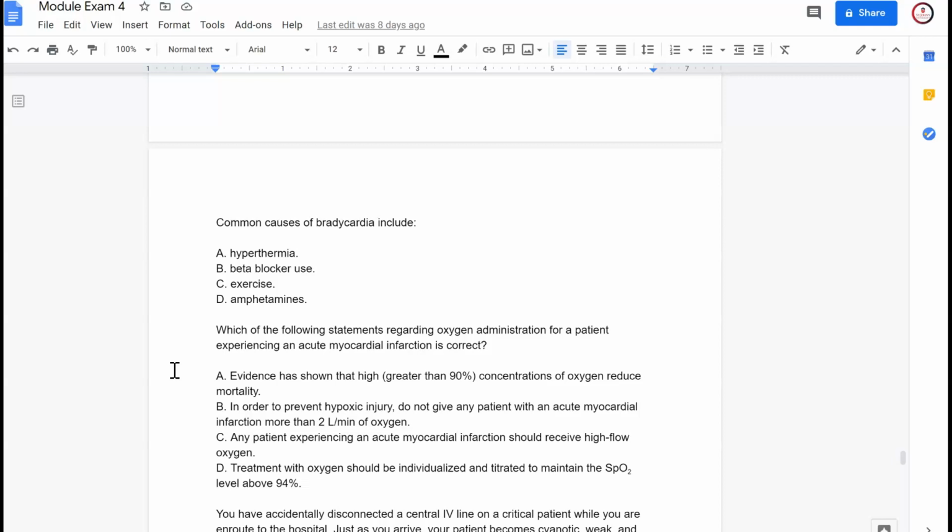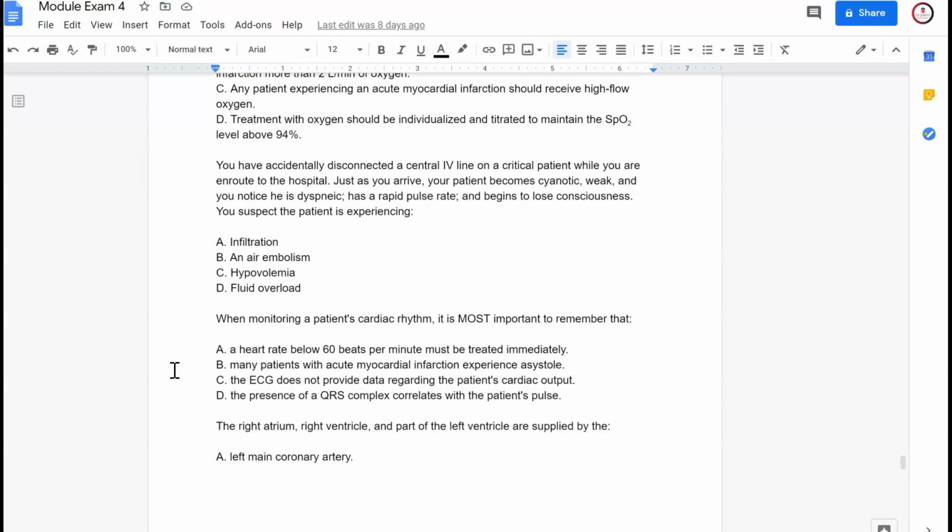Which of the following statements regarding oxygen administration for a patient experiencing an acute MI is correct? We talked about this in depth, right? Evidence has shown that high concentrations of oxygen reduce mortality. Lies. In order to prevent hypoxic injury, do not give any patient with an MI more than 2 liters. No, if the patient's having significant shortness of breath, or their pulse ox is low, you're going to give them more oxygen than that. Any patient experiencing an MI should receive high flow oxygen. Again, no. If they're not having a hard time breathing and they have a good pulse ox, you're not going to give them high flow oxygen. D, treatment with oxygen should be individualized and titrated.